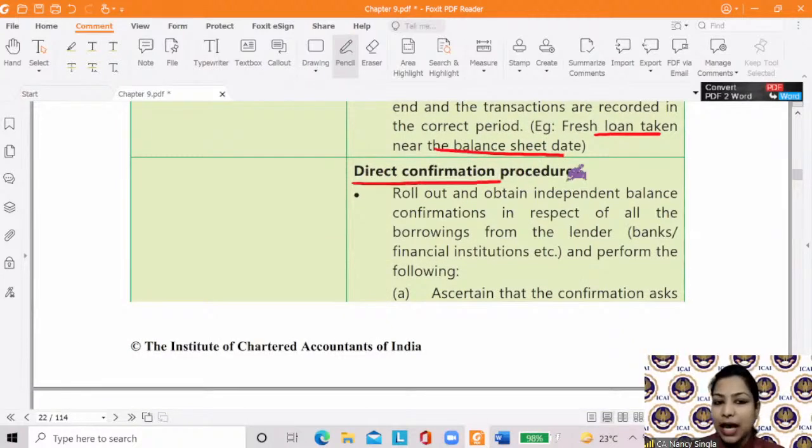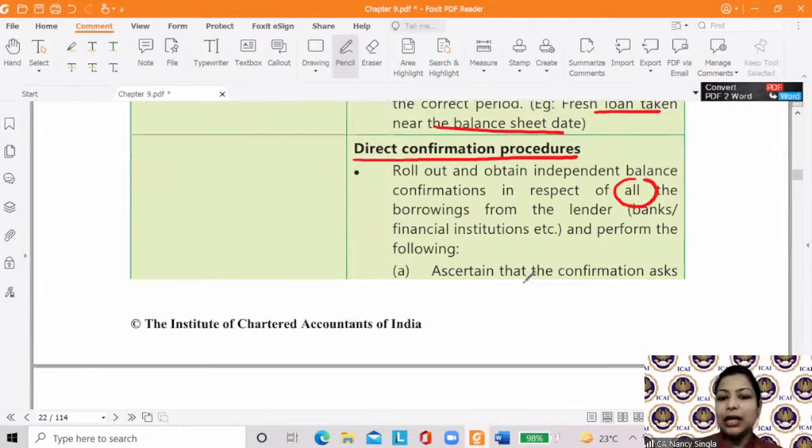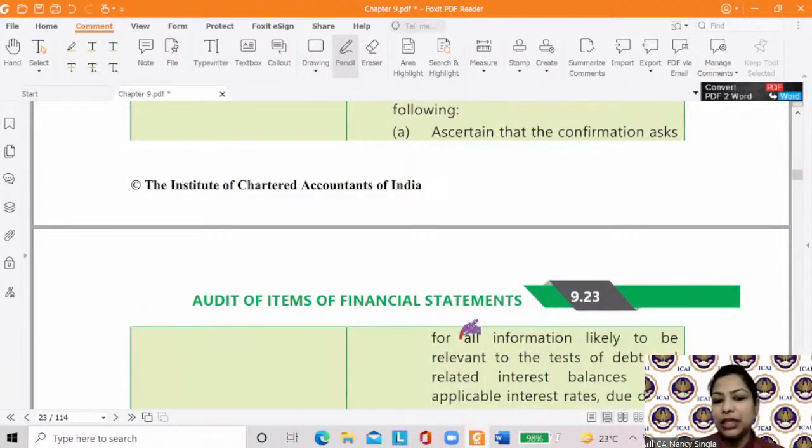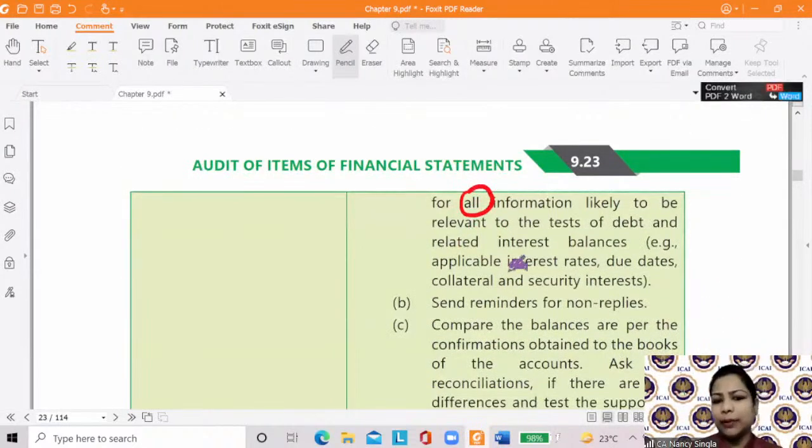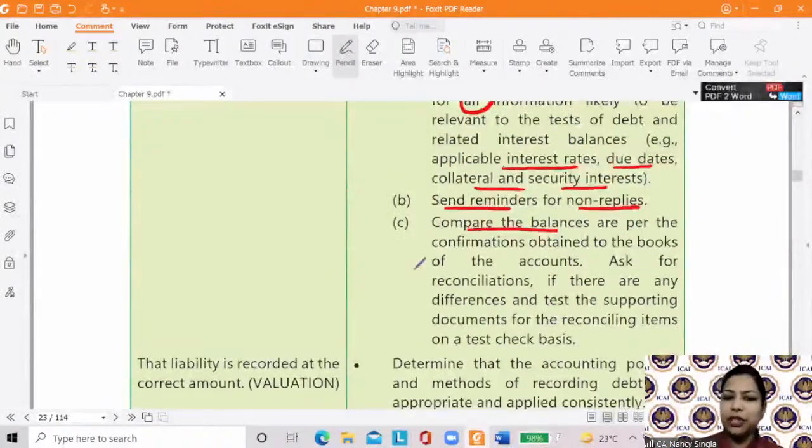Then with respect to direct confirmation procedure, take it for all borrowings, and ascertain that the confirmation asks for all information. Whatever information there is, take all of it. Example: what is applicable? Interest rate, due dates, collateral, security. If there are non-replies, send reminders or compare the balances that are given in the confirmation. In case of any differences, ask for reconciliations and test the supporting documents.